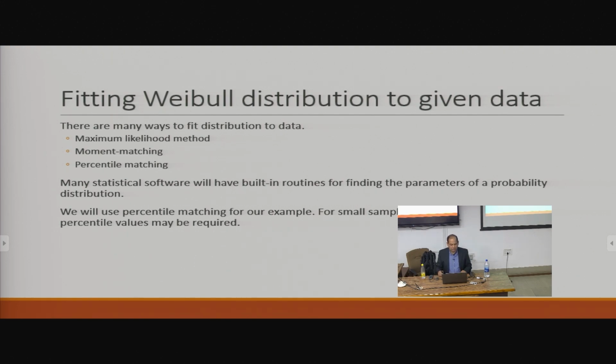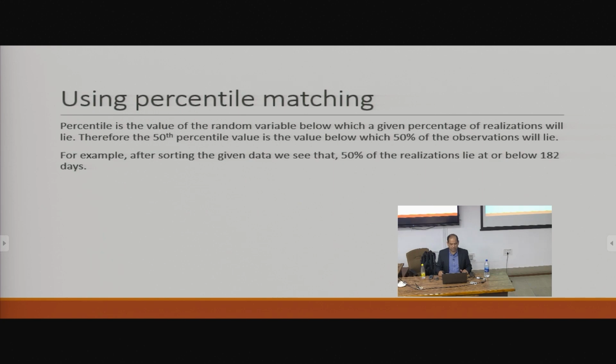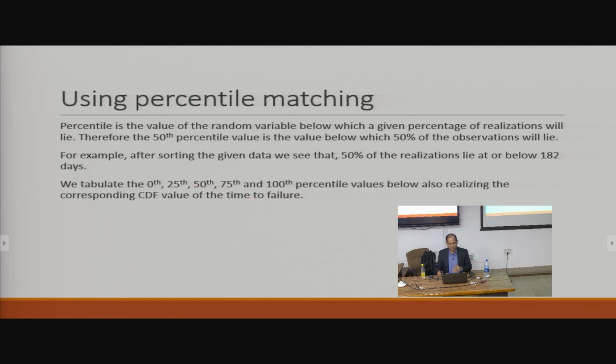So we'll use percentile matching just to show how it could be done. Sometimes we have to smooth data, but let's not worry about those kinds of things here. We all know what a percentile is, right? It is the value of the random variable below which a certain percentage of realizations will lie. So a 50th percentile is a value below which 50% of the observations will lie. For example, after sorting, we see that 50% of the realizations lie at or below 182 days. So we tabulate these percentile values.